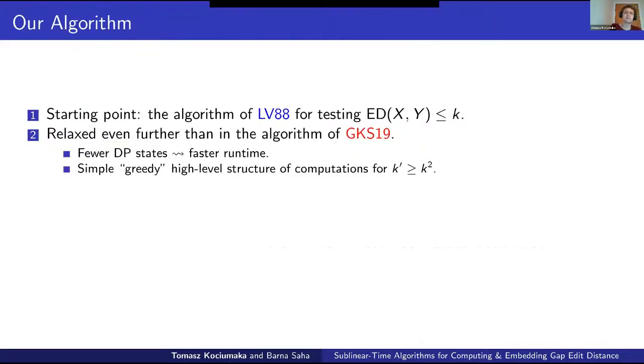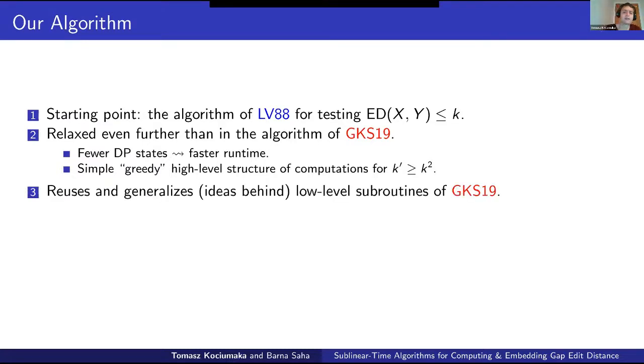In this short talk, I don't have much time to cover our algorithm. I'll just say that, just like the FOCS 19 paper, we start from the exact algorithm of Landau and Vishkin, but our relaxation allowed by approximation is even more far-reaching. That's why we achieve fewer DP states, and in consequence, our running time is better. We also get a slightly simpler high-level structure of computations, and in particular, our algorithm is very simple. When k prime is at least k squared, it has a kind of greedy flavor.